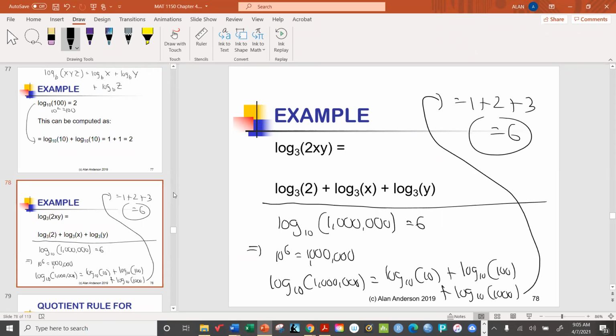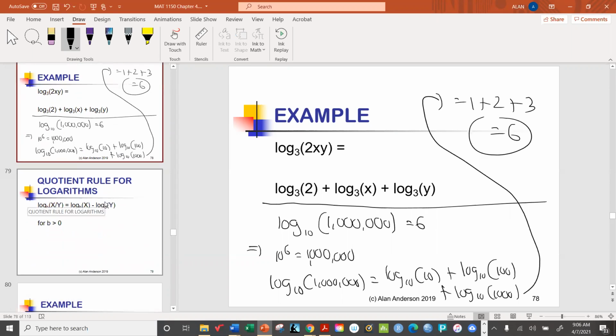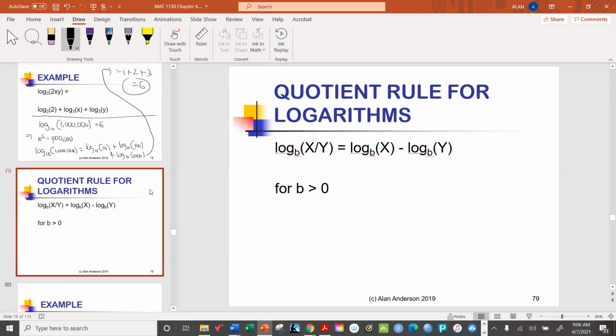All right, now, if there's a product rule for logs, guess what else there has to be? A quotient rule. And you can probably guess how that's going to work based on what we've seen so far. So if the log of a product is the sum of the logs, the log of the quotient must be the difference of the logs. All right, and that's exactly correct. So let me show that to you right now. So the log of x over y is the same as log x minus log y.